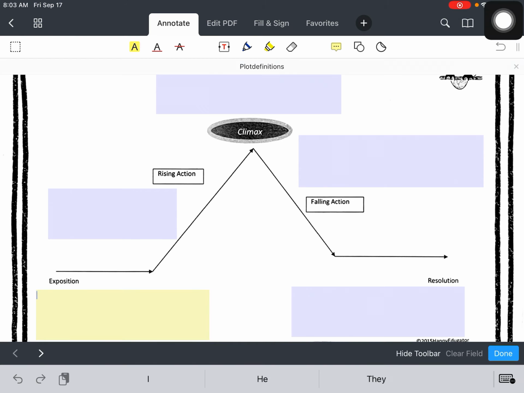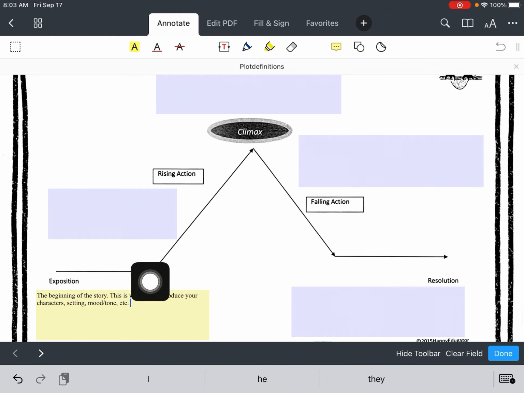So the exposition is the beginning of the story. This is where you introduce your characters, setting, mood and tone, etc. So this is just the very beginning of the story. It's where you get to know your characters, where the story takes place, and you set the mood.